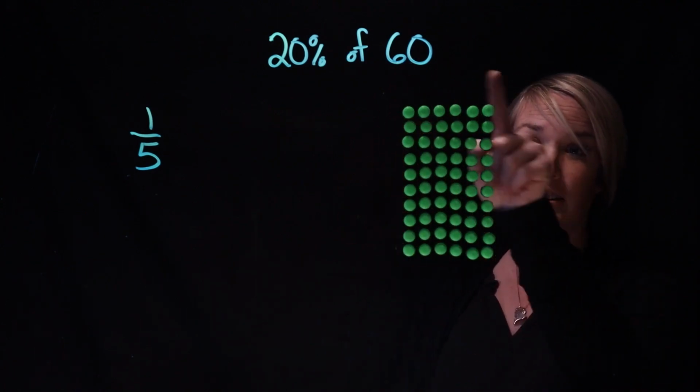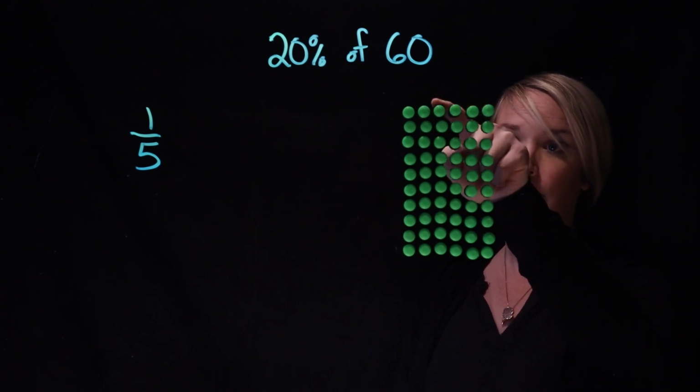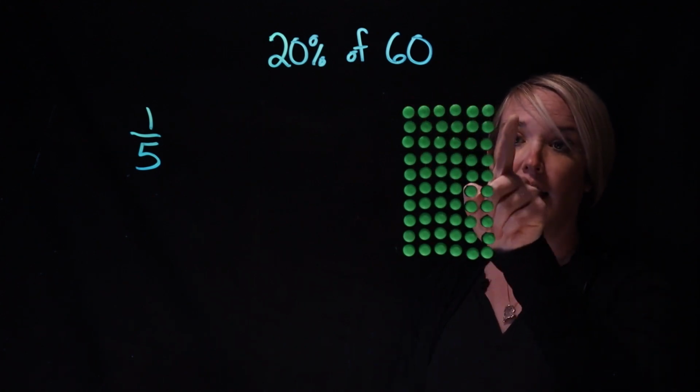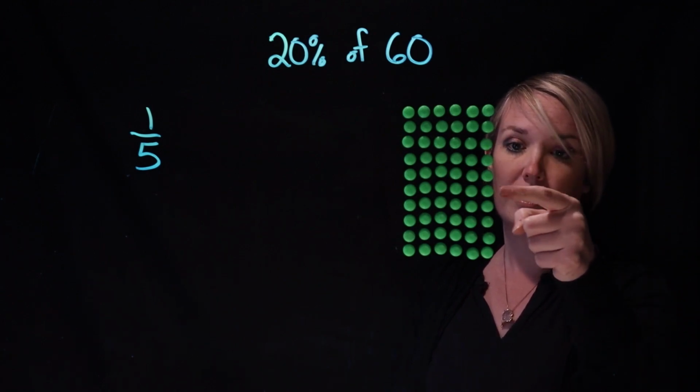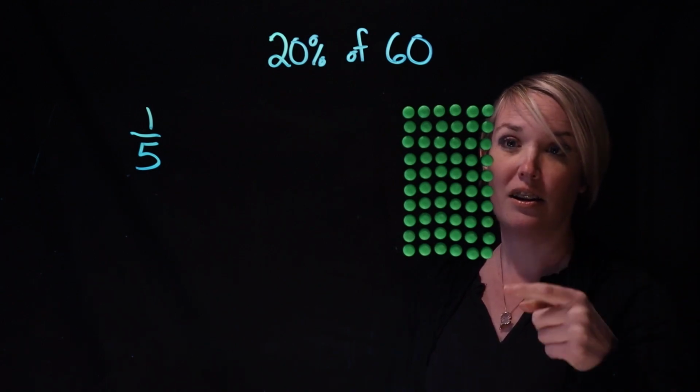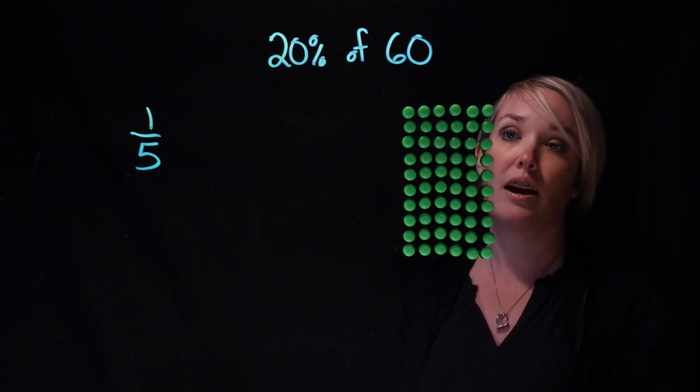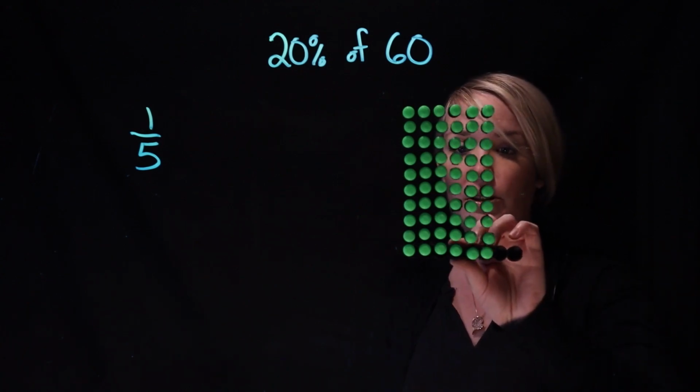So I've got 60 things here. So 1, 2, 3, 4, 5, 6. And so there's 6 in each row, and there's 1, 2, 3, 4, 5, 6, 7, 8, 9, 10. So what she said is, she said, I'm going to make 5 equal groups. So let me show you what that looks like.